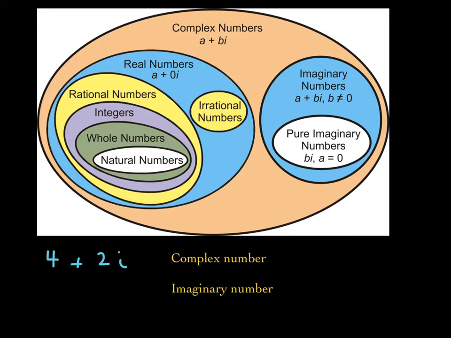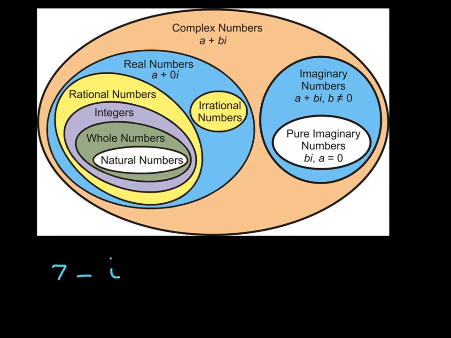I want to give you a little bit more terminology here. This first term is called the real part of the imaginary number, and 2 is called the imaginary part because it's attached to the imaginary number. All right, so every complex number has a real part and an imaginary part, okay? So the real part is 4, the imaginary part is 2.